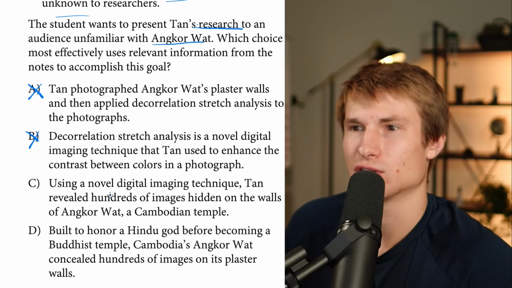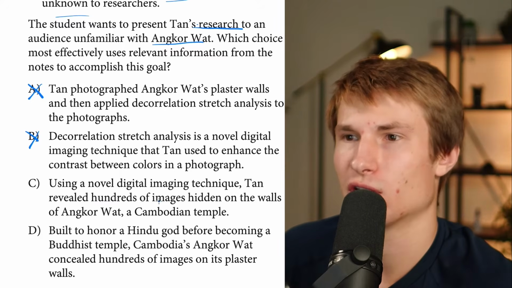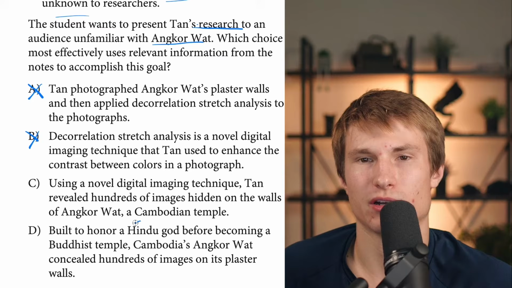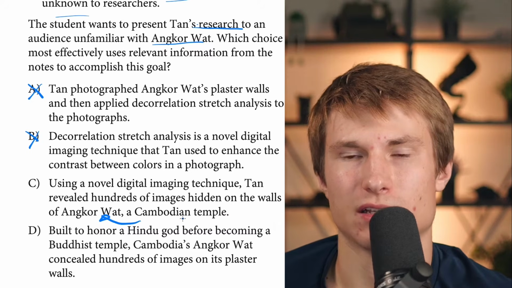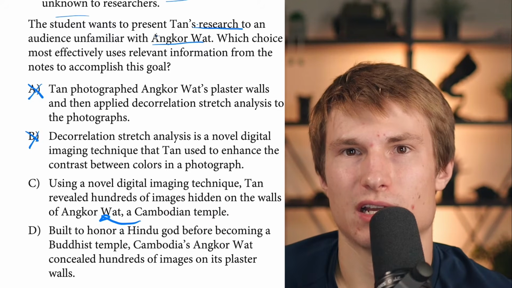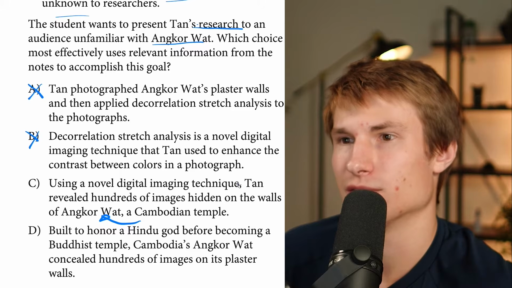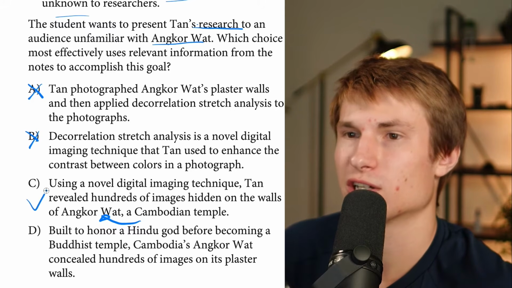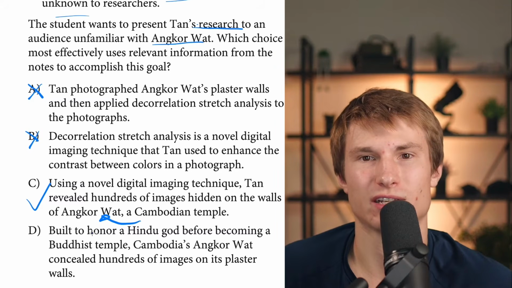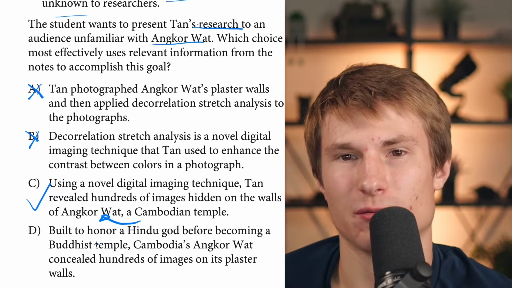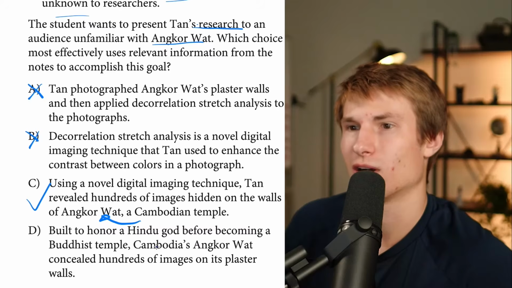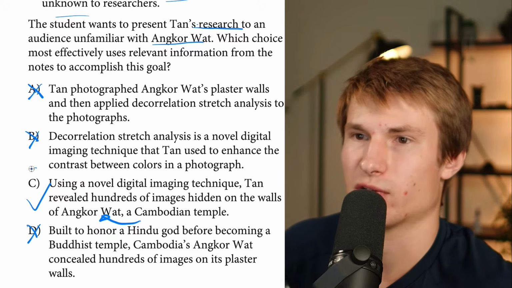Using a novel digital imaging technique, Tan revealed hundreds of images hidden on the walls of Angkor Wat, a Cambodian temple. Okay, so now we are describing what Angkor Wat is by stating that it's a Cambodian temple. So that satisfies the part of audience unfamiliar with Angkor Wat. Now, are we presenting Tan's research? Well, we talk about the technique that he used, and we talk about what it revealed. So it does a pretty good job of introducing the research as well. Take a quick look at D. Built to honor a Hindu god before becoming a Buddhist temple, Cambodia's Angkor Wat concealed the hundreds of images on its plaster walls. Well, that never talks about Tan's research. Okay, so our answer has to be C.